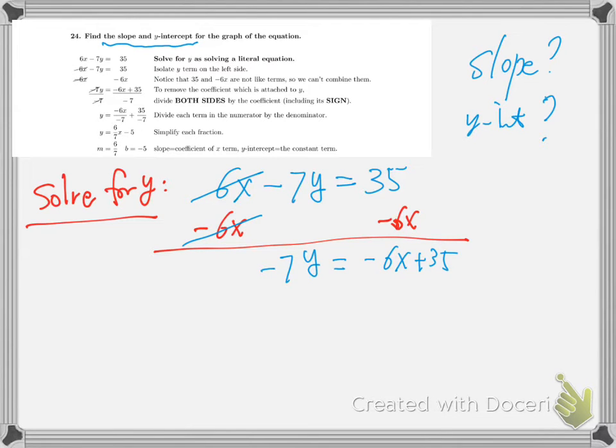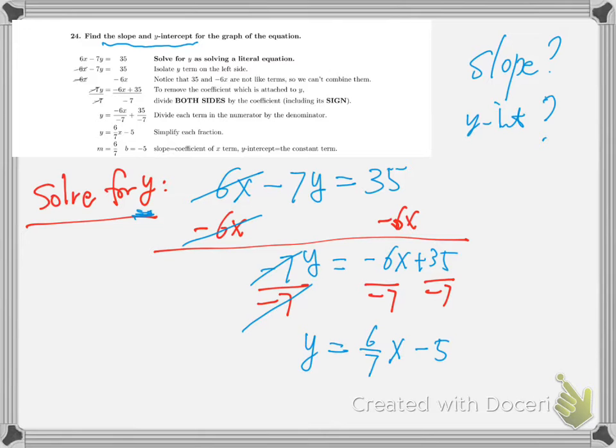Or you can think you move 6x from left to right, so you get negative 6x. Now we want to solve for the letter y, so dividing by negative 7 is the next step. Everybody in the equation is divided by negative 7, so we have 3 divisions. So this will be y, the negative 7 cancelled. Negative 6 over negative 7 is 6 over 7x. Positive 35 over negative 7 is minus 5. So y is 6 over 7x minus 5.